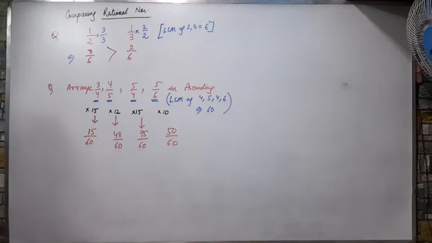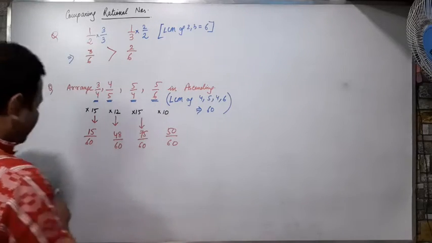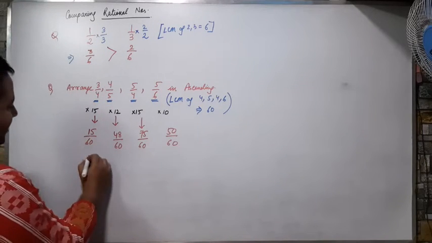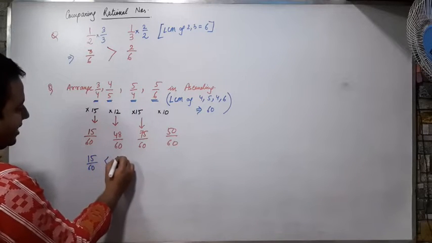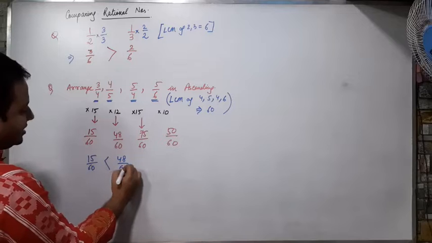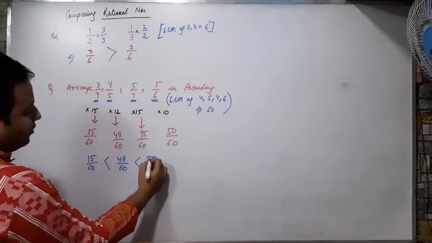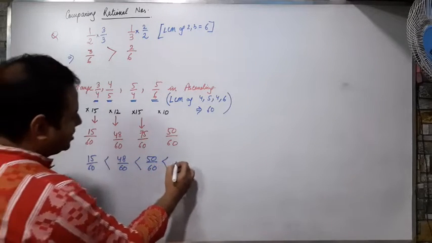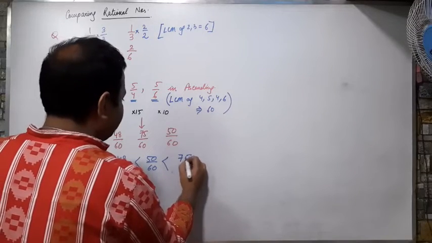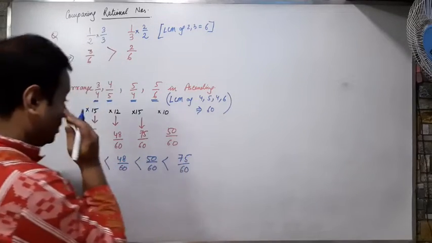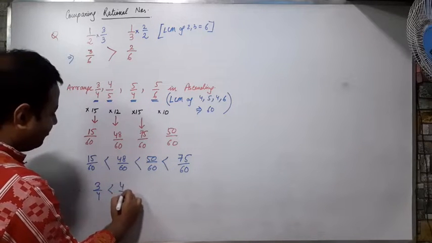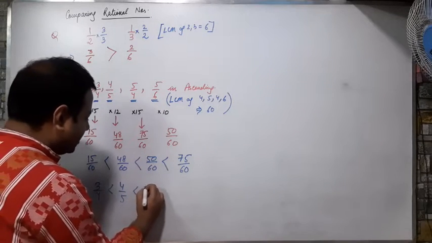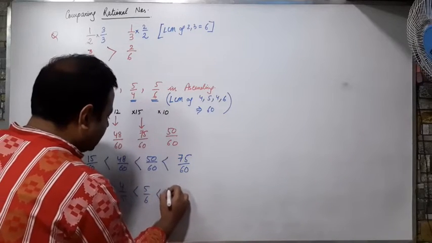So I was asked to arrange in ascending order. So in ascending order, which one will come at the beginning? This will come at the beginning. So I will write 15 by 60 is lesser than 48 by 60, which is lesser than 50 by 60, and which is lesser than 75 by 60. So therefore 3 by 4 is lesser than 4 by 5, is lesser than 5 by 6, is lesser than 5 by 4.